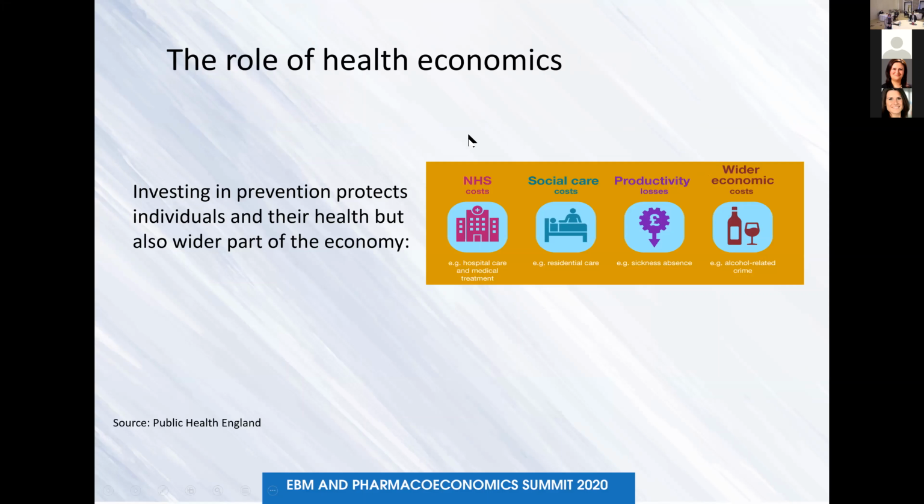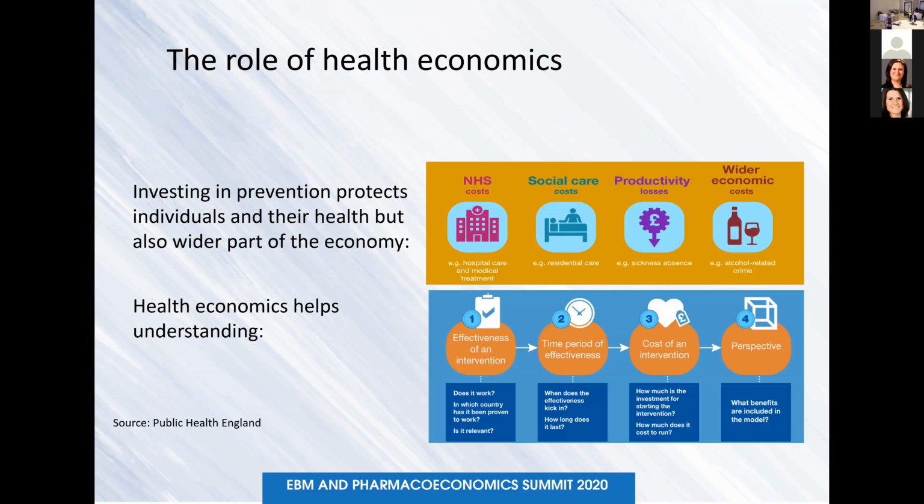Health economics should be used to invest in prevention, and it protects individuals and their health, but also the wider economy, because if we do prevention, obviously we can decrease NHS costs and social care costs. We can decrease productivity losses due to the fact that if people are sick, they cannot go to work. And also the cost for the wider economy, so for example, if you think of alcohol or drug abuse, and all those crimes related to bad behaviors.